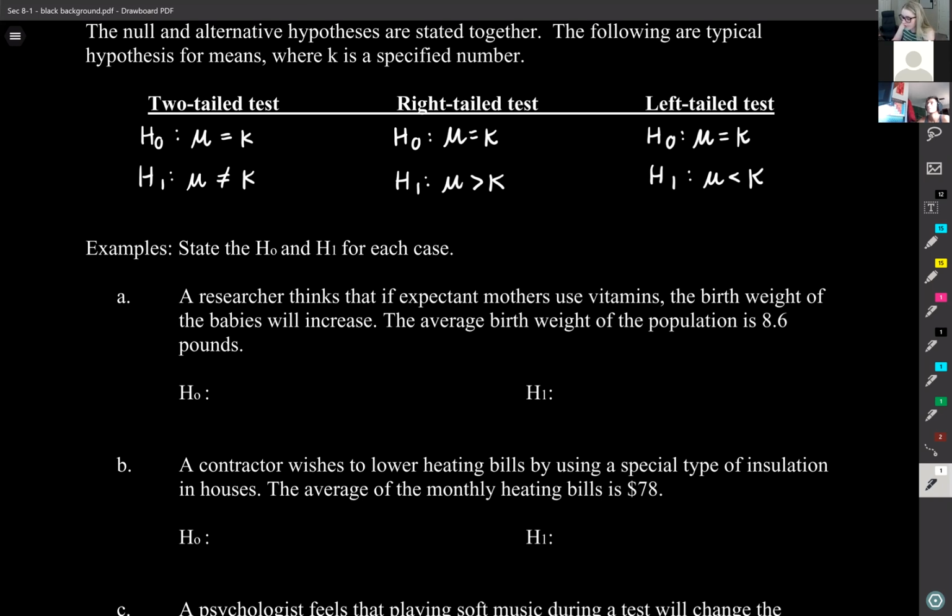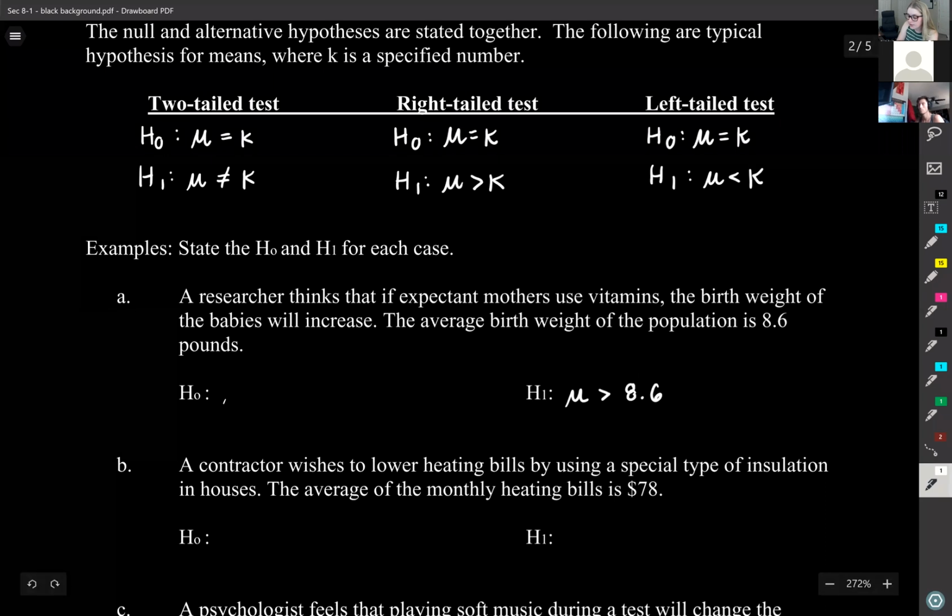So our alternative is going to look like mu is greater than 8.6 because our researcher thinks that if we use vitamins, the birth weight of the babies is going to increase, which means it will be greater than the mean of 8.6. Okay, the null hypothesis is always just mu equals something. So if you're dealing with means, it's always just an equal sign and it is the same number as the alternative. So it's literally just mu equals 8.6.